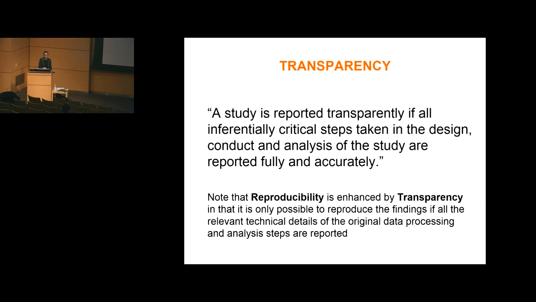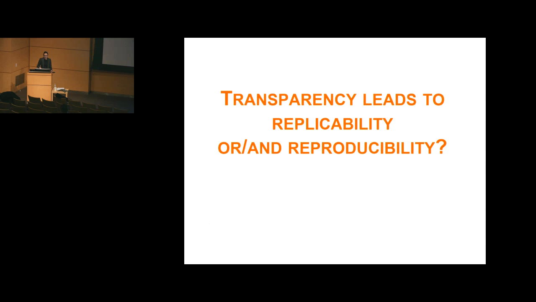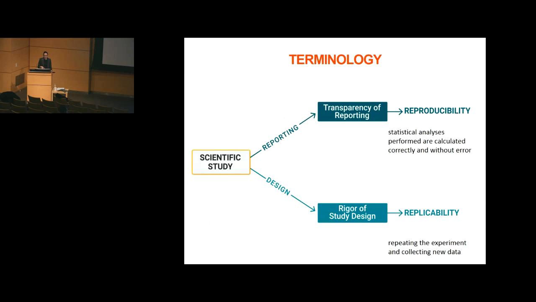So we have here problems of reproducibility because of transparency. But we also have problems with replicability, because if a new person gets new data trying to reproduce this experiment, it was not rigorously designed, so it doesn't mean that the conclusions are correct.